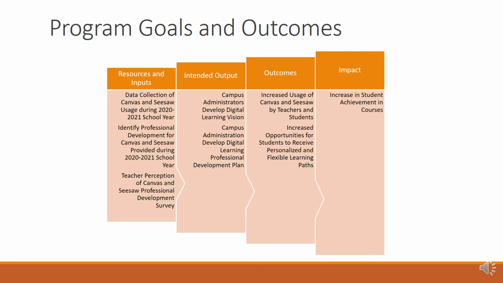The intended outputs will be that campus administrators develop a digital learning vision for their campus. And from that vision, they're able to develop a digital learning professional development plan to target the needs of their campus in continuing the use of Canvas and Seesaw effectively, and especially for flexible learning. So the outcomes from this program evaluation is increased usage of Canvas and Seesaw and the students to receive that personalized and flexible learning. The overall impact that will come out of this over the course of the use of these professional development plans is an increase in student achievement in courses.